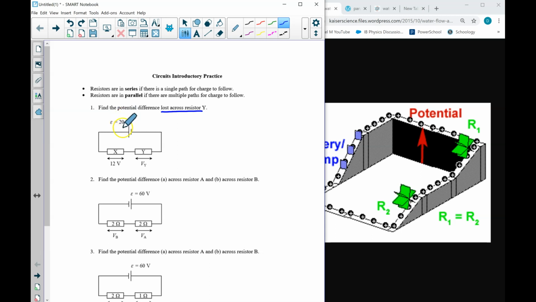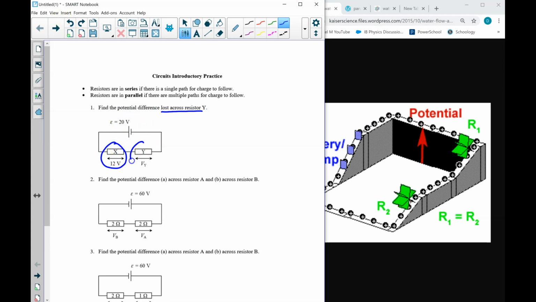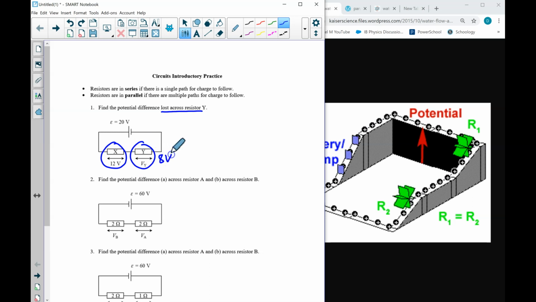Think of that as the energy. Where is the energy being lost? Because by the time they get back to where they started, they can't have any extra energy. They have to have lost everything that they have gained. And so where is the energy being lost? Well, 12 is lost here. So that means we need to lose the other 8 volts right here.